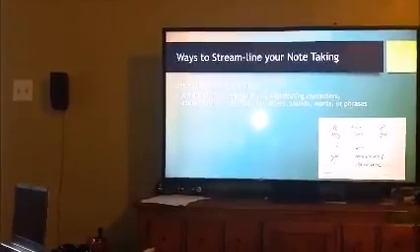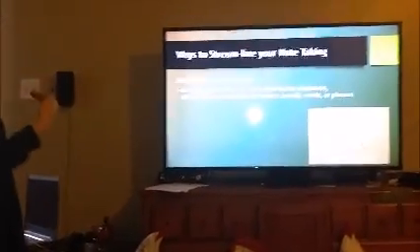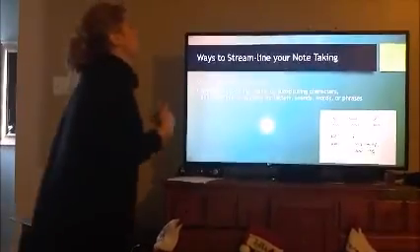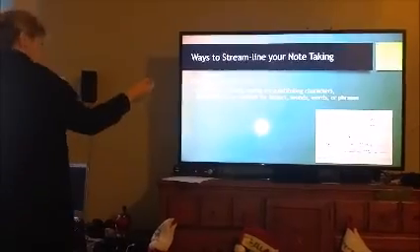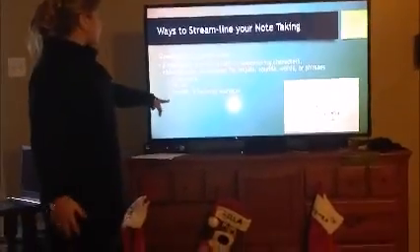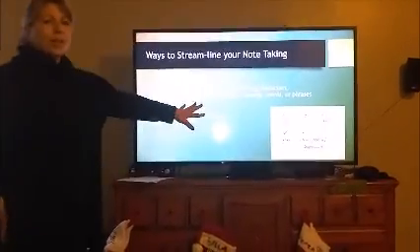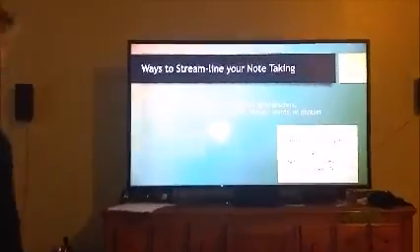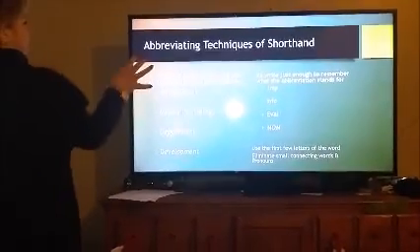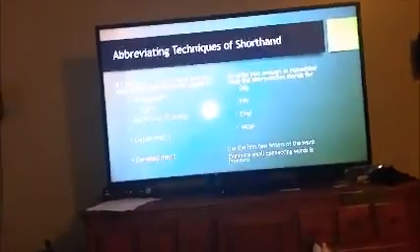Shorthand writing technique is a method of writing rapidly by substituting characters, abbreviations, or symbols for letters, sounds, words. So the types of shorthand are abbreviation, T-line, phonetic, and keystroke. This is T-line. I obviously didn't want to cover that because it's too complicated, so we're going to do abbreviating. So, abbreviated techniques of shorthand.